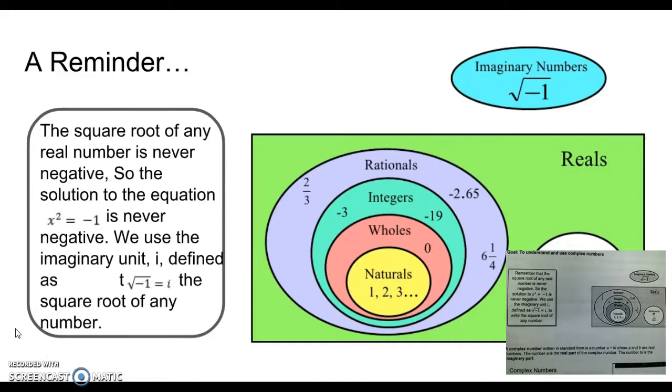So somewhere along the line, somebody recognized that we still needed to be able to operate even when we had square roots of negatives. And so they came up with this concept of an imaginary number. And we used the letter i to stand for the square root of -1. And we can use that to simplify any square root of a negative.